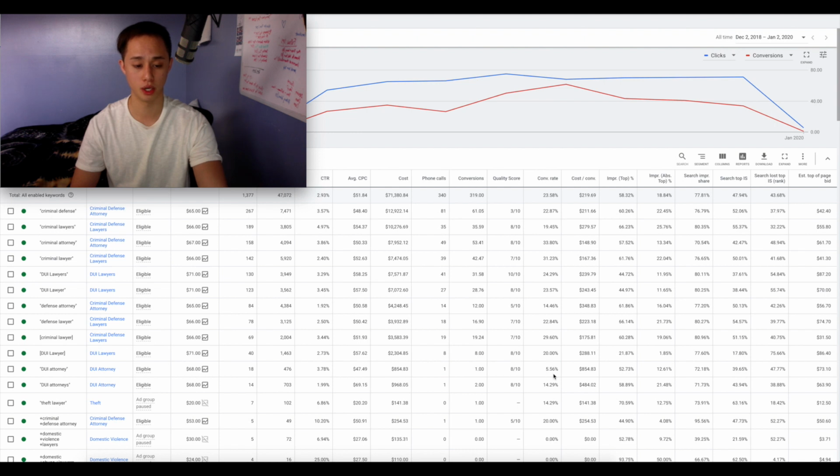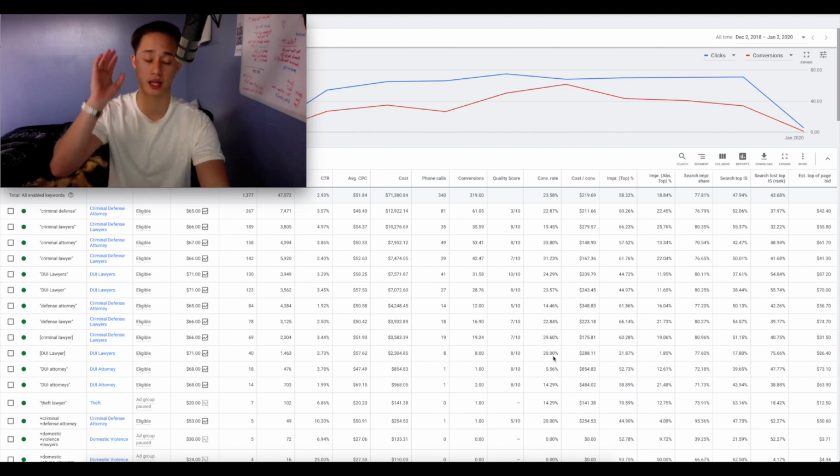for this specific keyword, it's only at about 6% compared to everything else, where we're about 15% up. And it looks like the goal here is to get above 20%. My goal is always to be above 20%. Like I said, it depends on the niche, but my niche is very competitive, so 20% is a relatively good conversion rate.